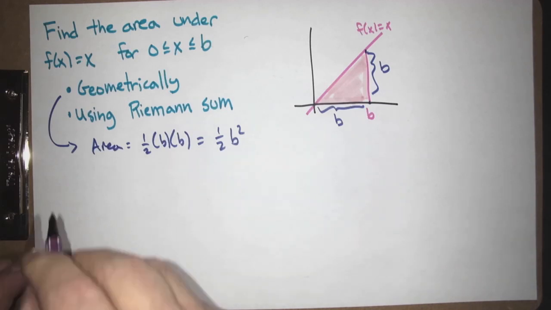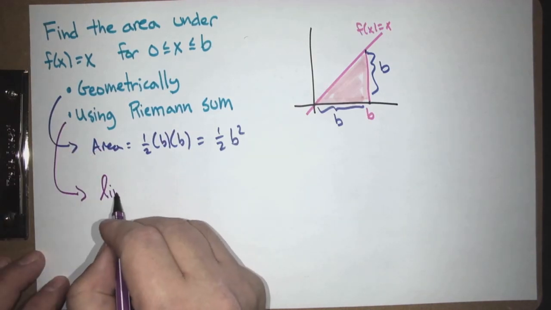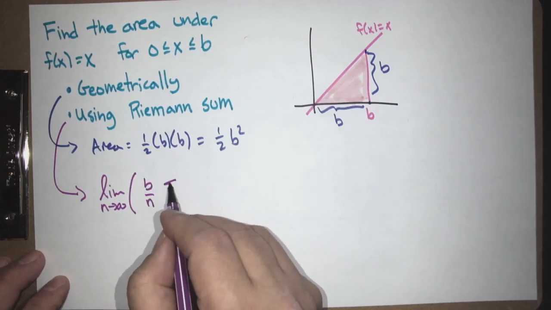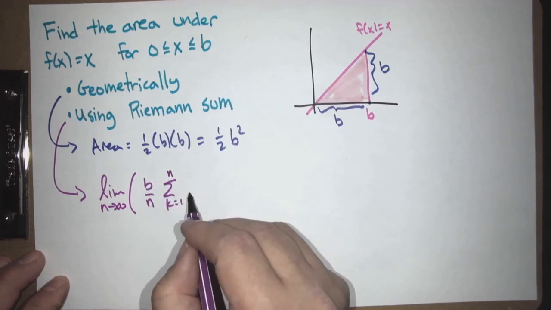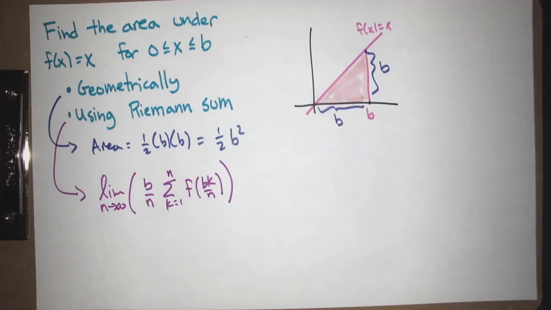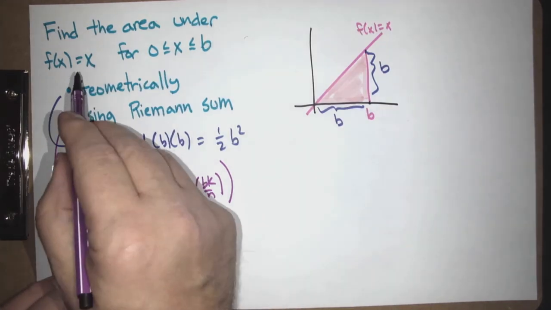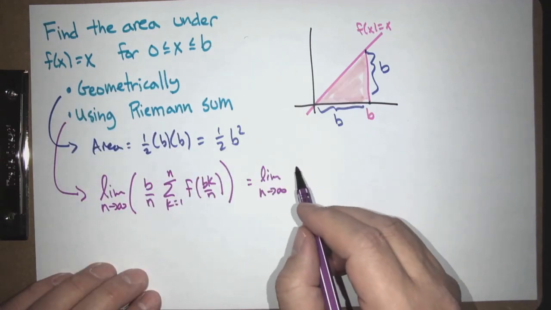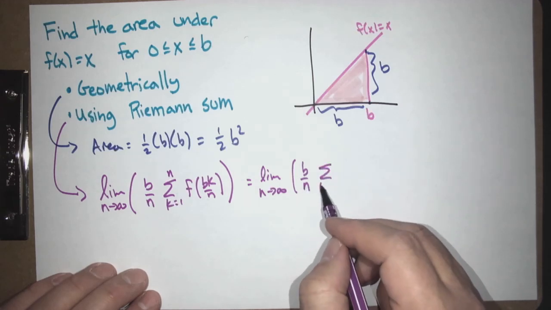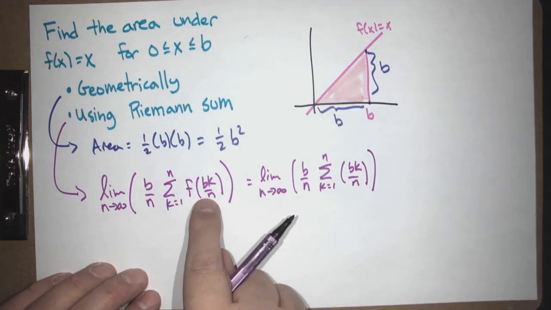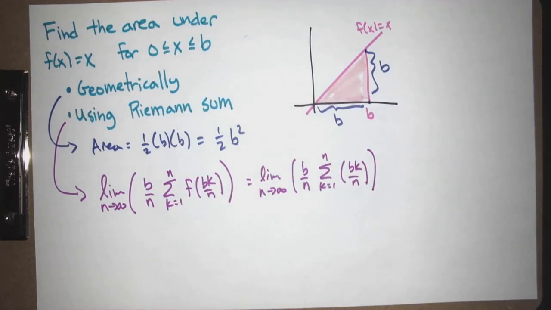Using a Riemann sum. Okay, so the limit as n goes to infinity of b over n, sum k equals 1 to n, f of b times k over n. I'm using the special case for a equals 0. Now, our function f of x is x. So this is the limit as n goes to infinity of b over n, sum k equals 1 to n, of b times k over n. Wherever you plug into your function, that's what comes out. f of x equals x.